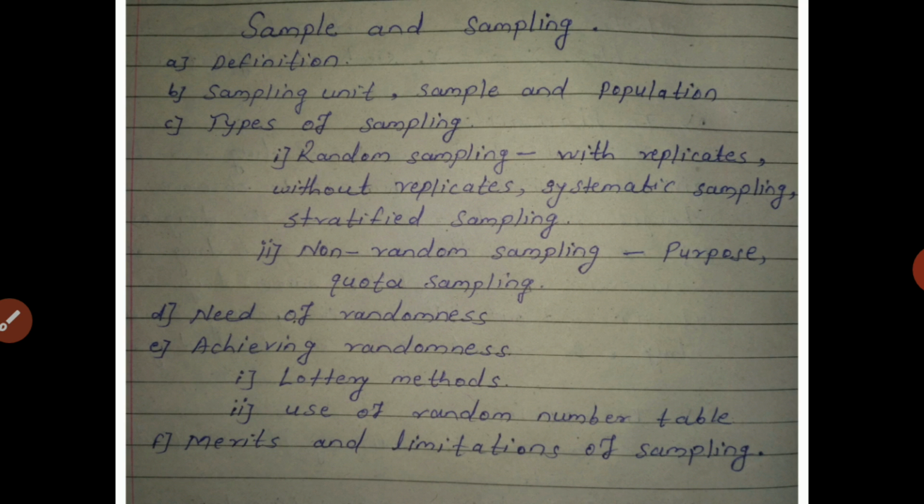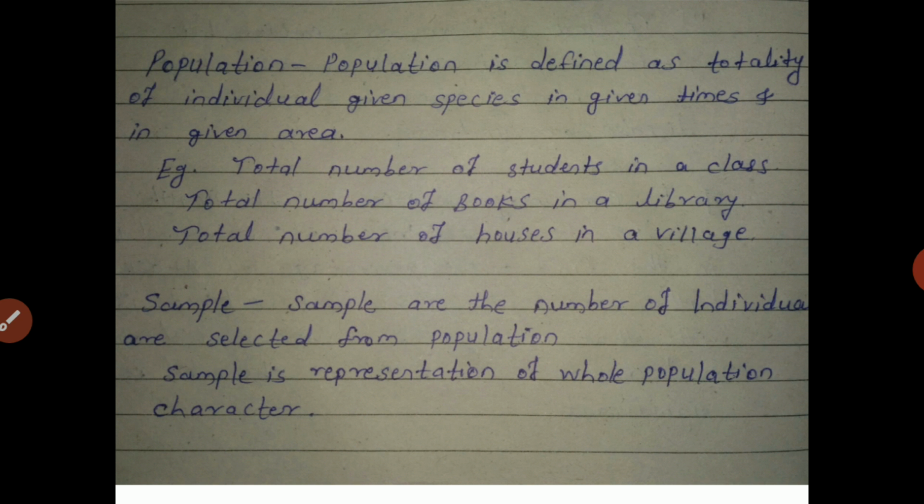Then the next point is achieving randomness. We can achieve randomness with the help of different methods, that is the lottery method or the use of a random number table. With the help of these two methods, we can achieve randomness. And the last one is merits and limitations of sampling. In the last, we will see the merits and limitations of sampling. So this is the content of this chapter. Let's start one by one.